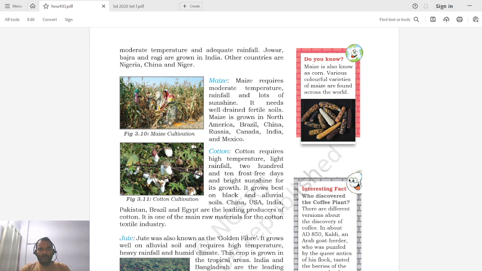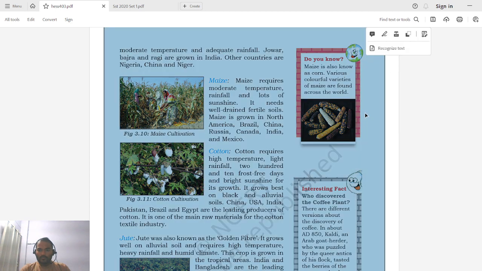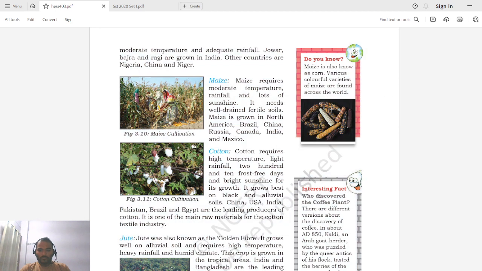Over here are different colors of maize. If you can see, I'll just zoom in. Oh, sorry. Yeah.